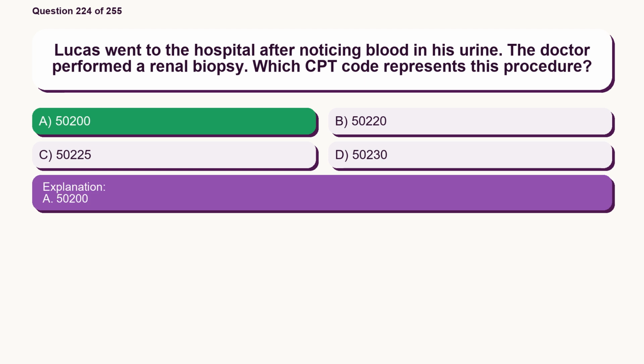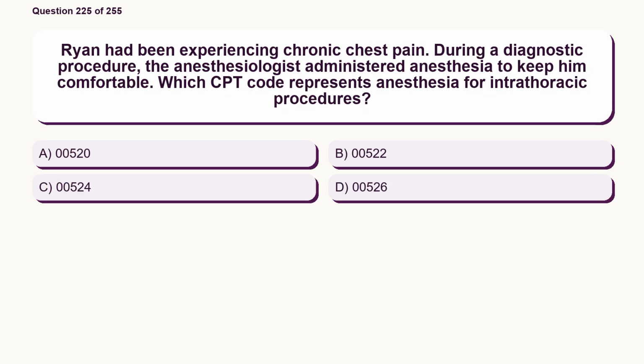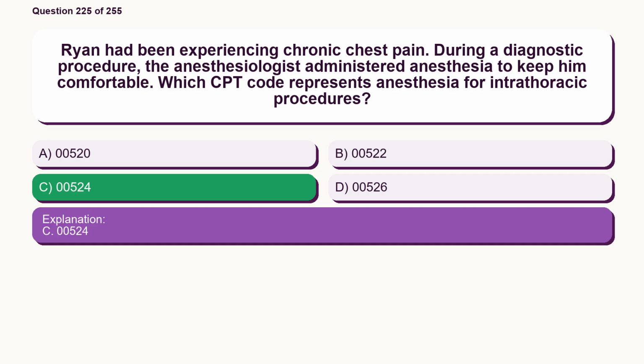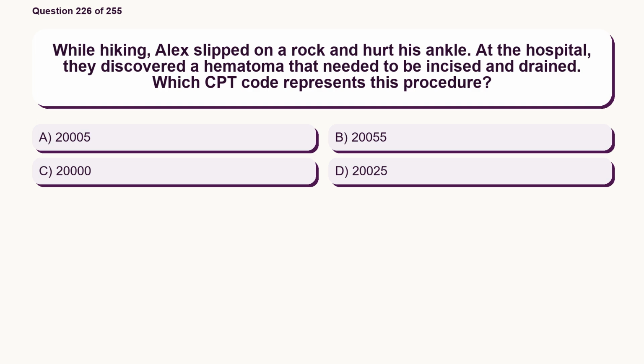Question 225. Ryan had been experiencing chronic chest pain. During a diagnostic procedure, the anesthesiologist administered anesthesia to keep him comfortable. Which CPT code represents anesthesia for intrathoracic procedures? Option A 00520, Option B 00522, Option C 00524, Option D 00526. The correct answer is Option C, 00524.